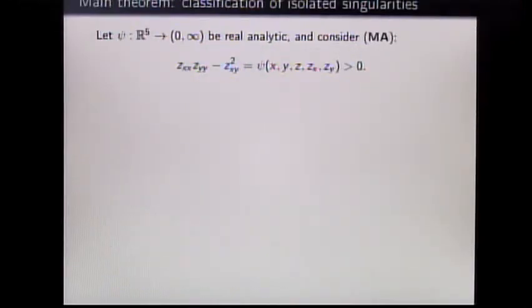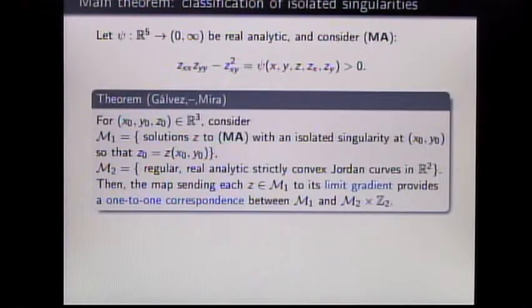Well, this is the main result that we want to prove along the talk. Suppose that you have a pure Monge-Ampère equation defined in a punctured domain on the plane. Here, I remind you that the function on the right may depend on the coordinates, the solution, and the gradient. Now, this is the statement of the result. You pick a point in Euclidean space, and you call M1 the class of all the solutions of this PDE with an isolated singularity on the projection of this point, and whose height at this point is this Z0.